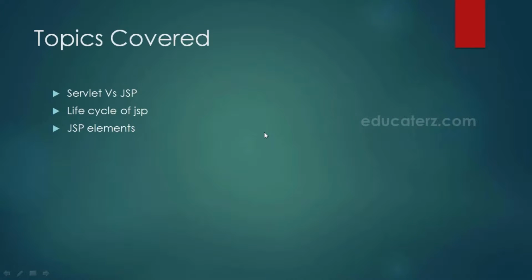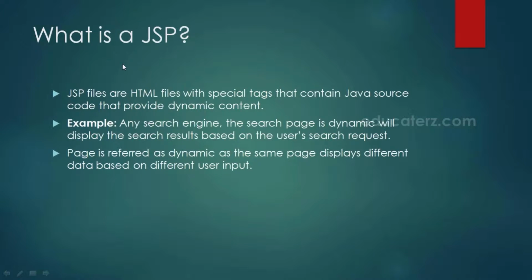In this video, we are going to discuss JSPs, and initially we'll look at the differences between servlet and JSP, the life cycle of a JSP, and JSP elements. So basically, what is a JSP? It is an HTML file with some special tags that contains Java source code which provides dynamic content.